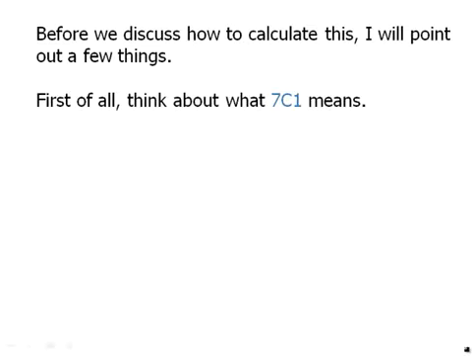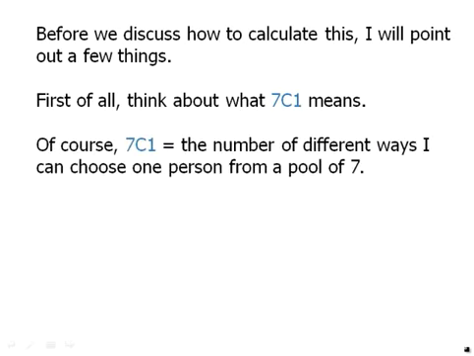First of all, think about what 7 choose 1 means. It means we have a group of 7 people and we're going to choose one of them at random. Well, how many ways can we do that? Well, there are 7 people, so we could pick any of the 7. There'd be 7 different ways to do it. So it's the number of ways I can choose one person from a pool of 7, so it has to equal 7. And in general, n choose 1 has to equal n. That's important idea number 1.